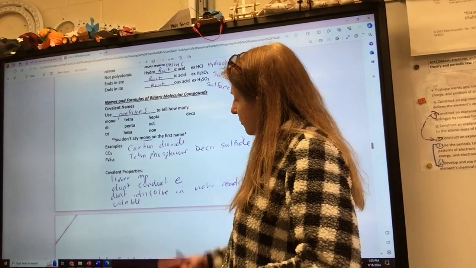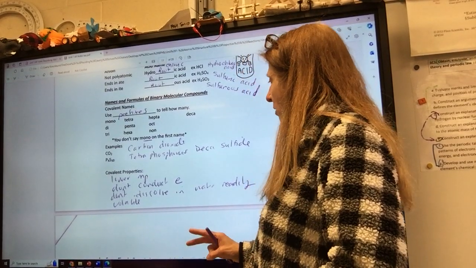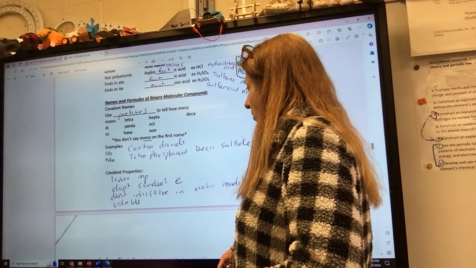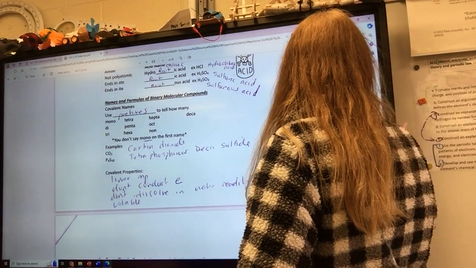Okay, covalent properties. They're lower melting point. They don't conduct electricity dissolved in water. They don't dissolve in water readily. They're volatile. They evaporate more easily. They're smellier.